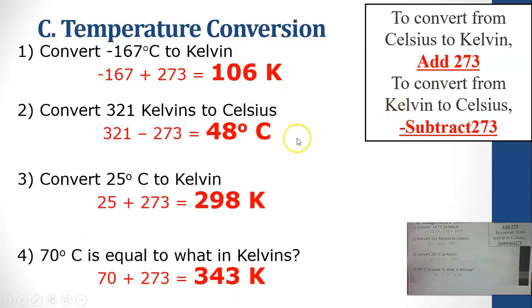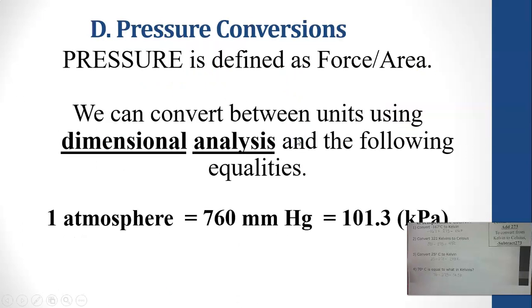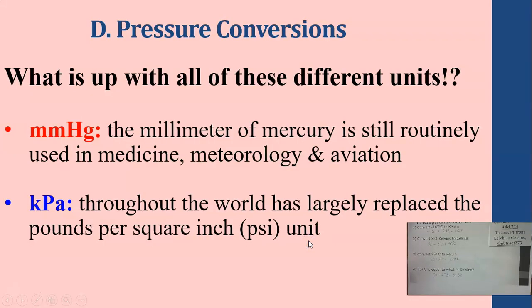There's all our answers. Okay, so pressure is defined as force over area. We can convert between units using dimensional analysis, which I know you love. We use this equality here. 1 atmosphere is equal to 760 millimeters of mercury, is also equal to 101.3 kilopascals. So we can go back and forth converting pressures, and you're going to have to. Trust me, we're going to make sure you have to.